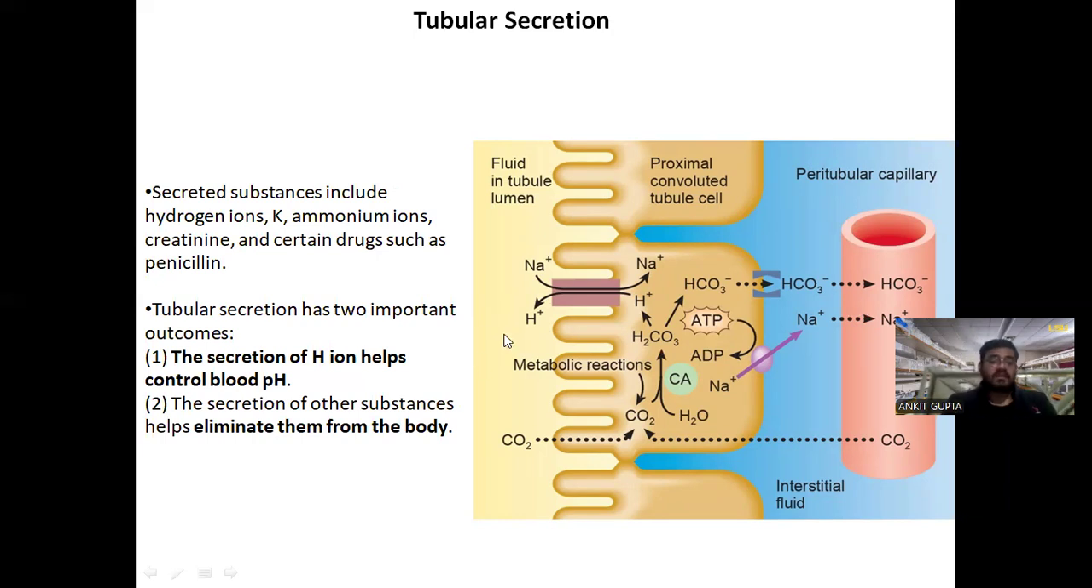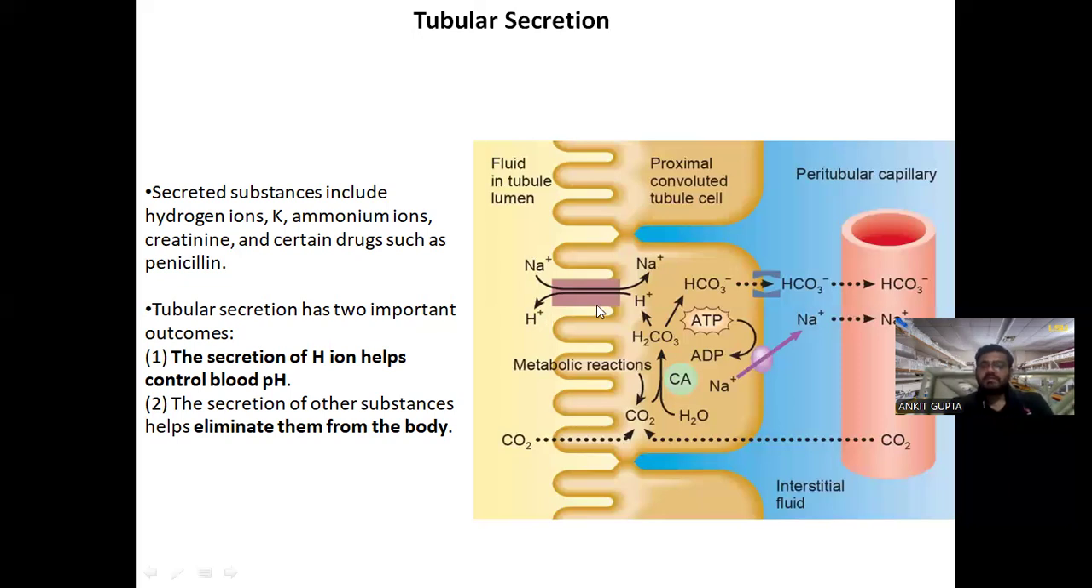So substances like hydrogen ions, potassium ions, ammonium ions, creatinine, which is a byproduct of creatine in the muscle, and certain drugs like penicillin are secreted back into the tubule lumen for their excretion. The importance of this tubular secretion is, like the secretion of hydrogen ion, it helps in controlling blood pH, and the secretion of other substances is how they are eliminated out of the body. So secretion is an important process.